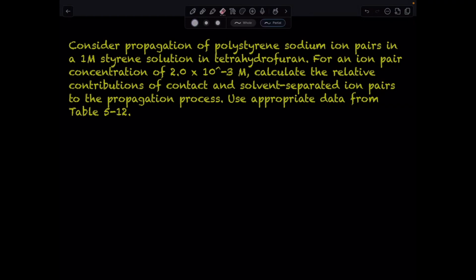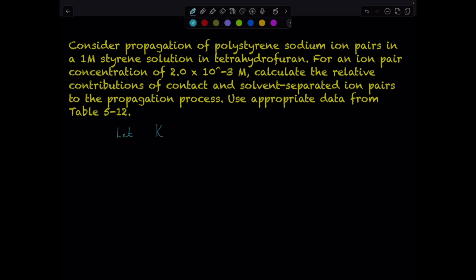Of polystyrene sodium ion pairs in a 1 molar styrene solution in tetrahydrofuran for an ion pair concentration of 2.0 times 10 to the negative 3 molar. Calculate the relative contributions of contact and solvent separated ion pairs to the propagation process. Use appropriate data from table 5-12.